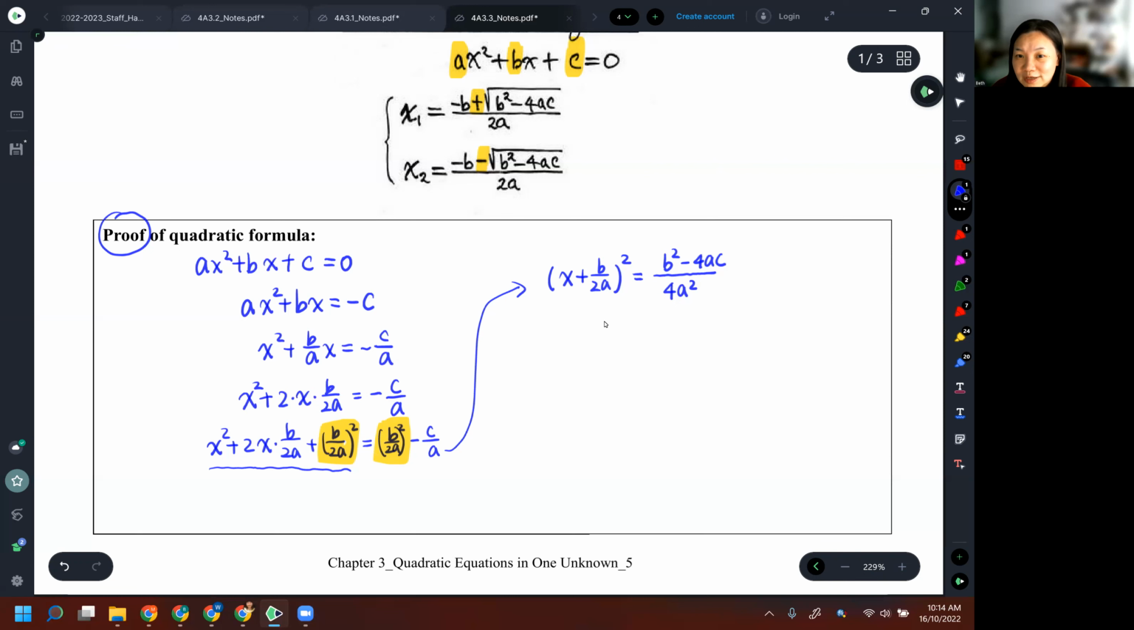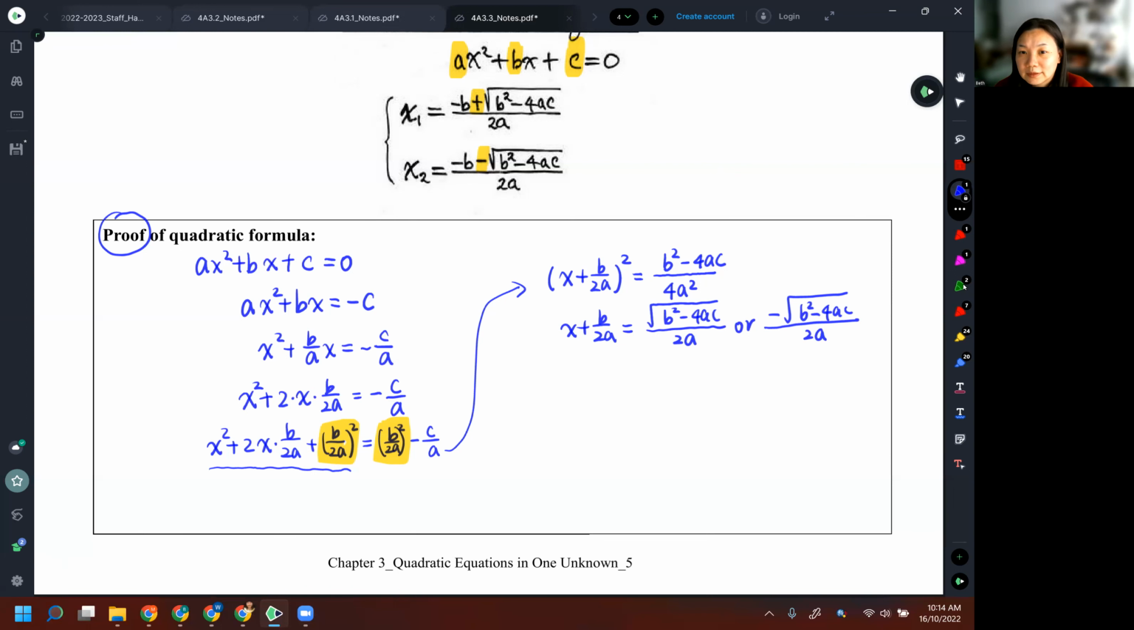Now I will solve the quadratic equation by taking square roots. You see, that's why I say taking square roots is the basis of this formula. You must know this. So x plus b over 2a equals the square root of b squared minus 4ac divided by 2a, or negative the square root of b squared minus 4ac divided by 2a. Okay? Finally, I'm getting the value of x.